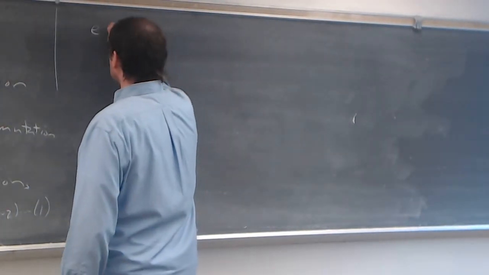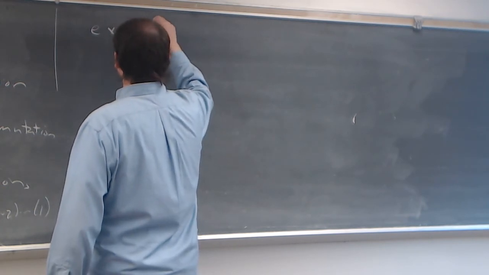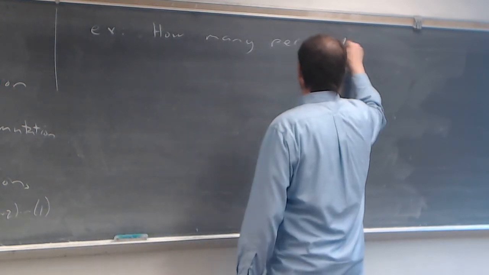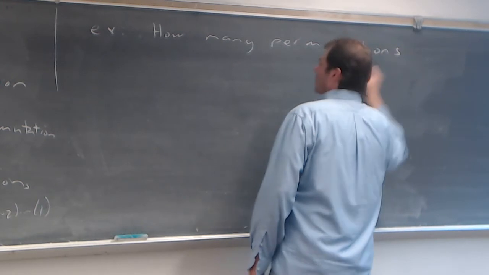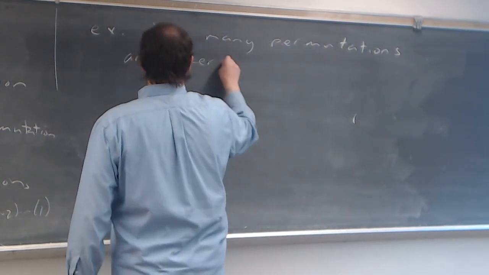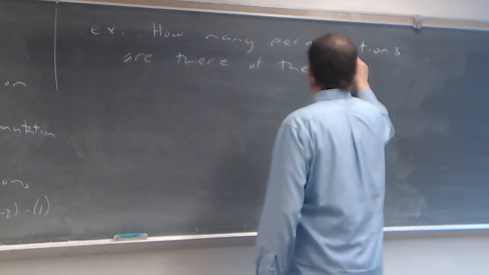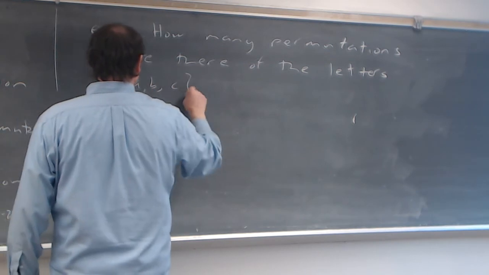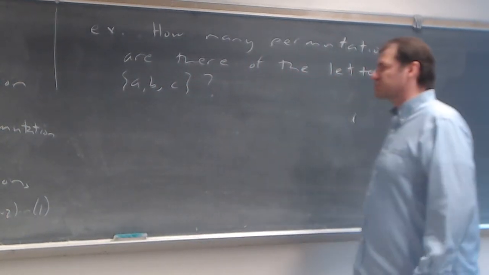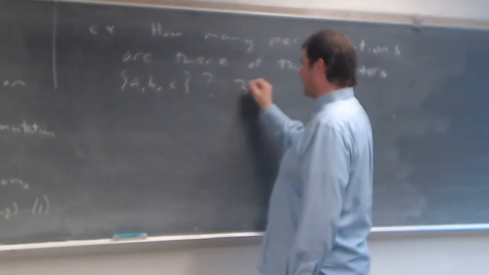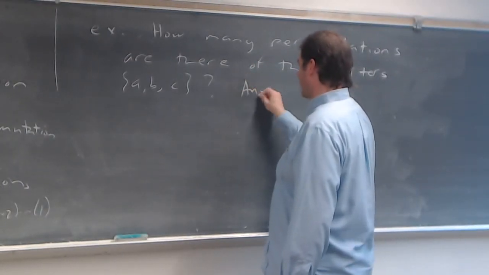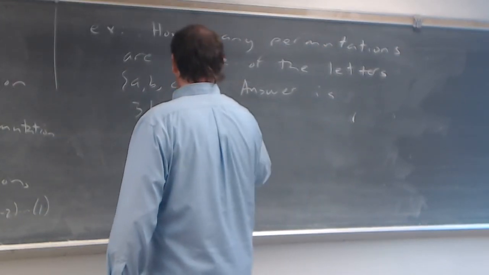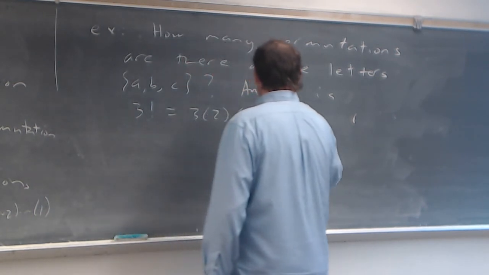Okay, how many permutations are there of the letters A, B, and C? So the answer is really easy. There are three objects, they're all distinct, so the answer is 3 factorial, which is equal to 3 times 2 times 1, which is 6.